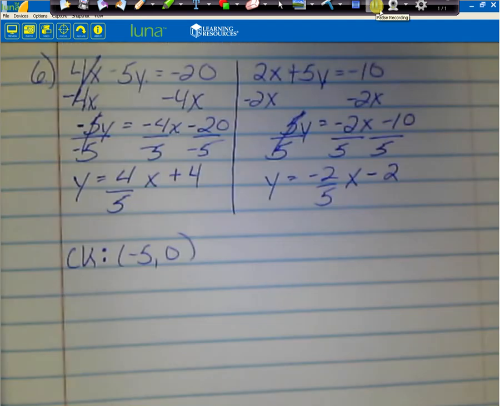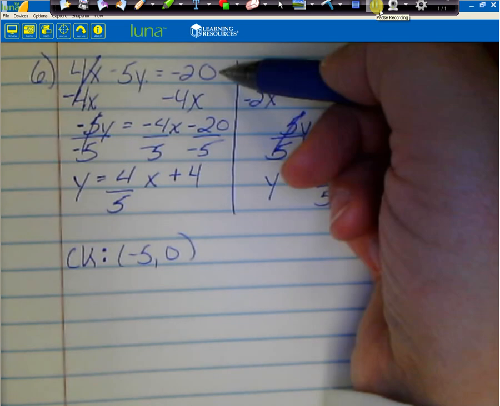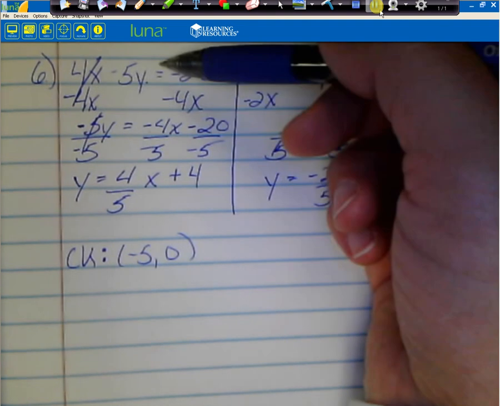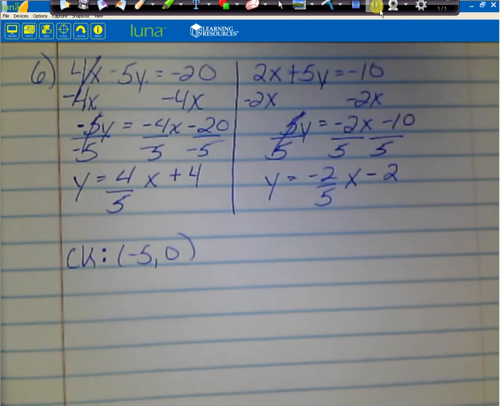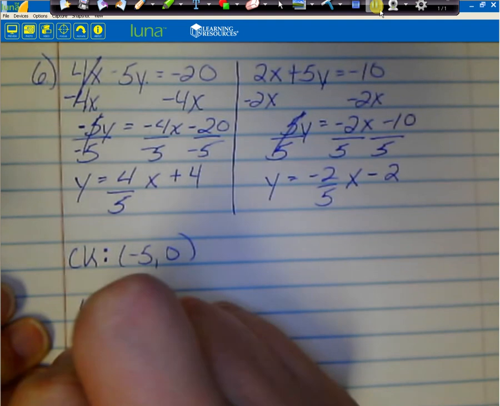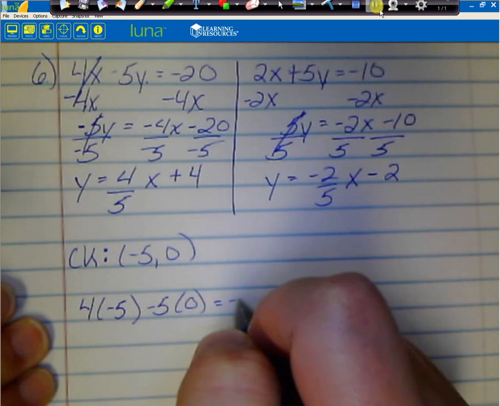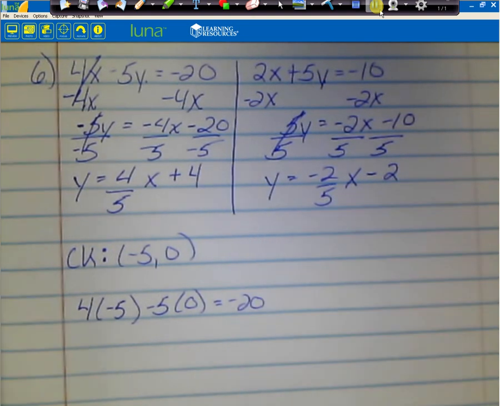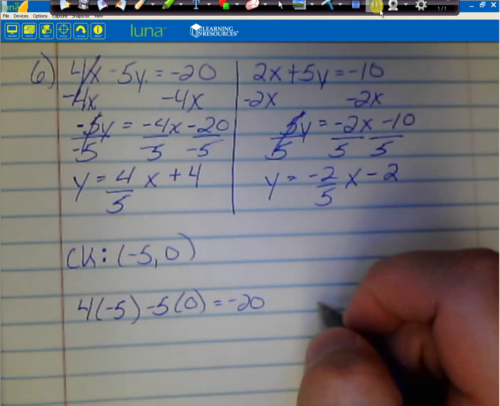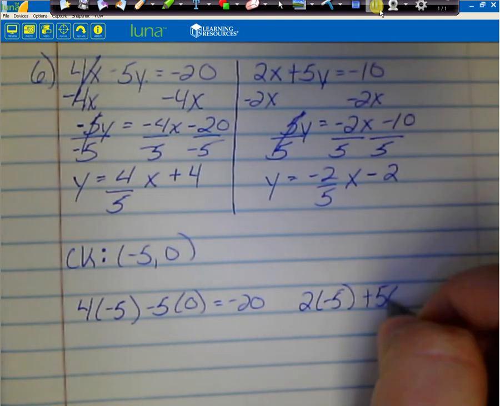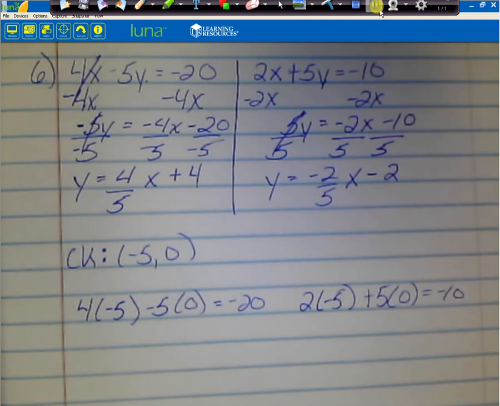Okay, so I'm going to check the point -5, 0. So I'm going to go back to this original equation up here before I did anything, and where I see an x, I'm going to plug in a -5. Where I see a y, I'm going to plug in a 0. So we're going to say 4 times -5 minus 5 times 0 equals -20 for that one. And then over here I'm going to say 2 times -5 plus 5 times 0 equals -10. I'm going to scoot this up now that I have them written out so that we can see.